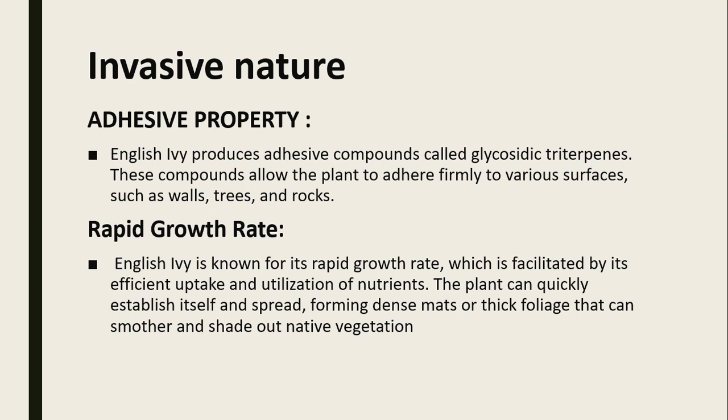It requires a lot of space for its growth, and it has a rapid growth rate. English ivy is known for its rapid growth, which is facilitated by its efficient uptake and utilization of nutrients. The plant can quickly establish itself and spread, forming dense mats or thick foliage that can smother and shade out native vegetation. We have already discussed it.